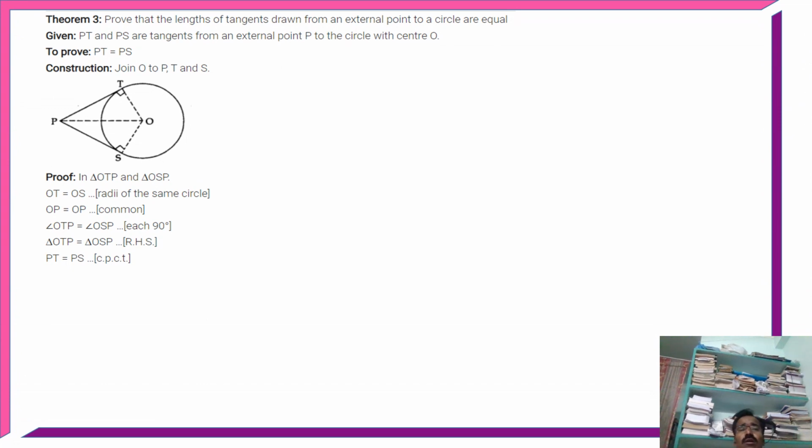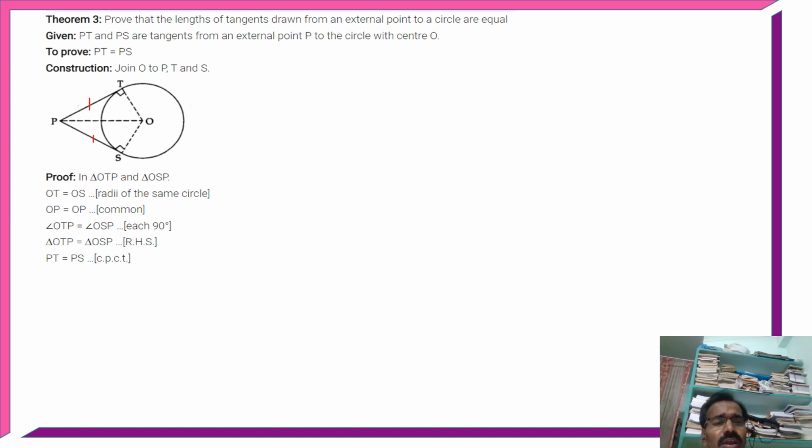Next slide about property 2. Prove that the lengths of tangents drawn from an external point to a circle are equal. Once again, students, we can draw a maximum of 2 tangents from an external point to a given circle. The maximum number of tangents we can draw from an external point to a given circle is 2 only. Now we are proving these two are equal in length.